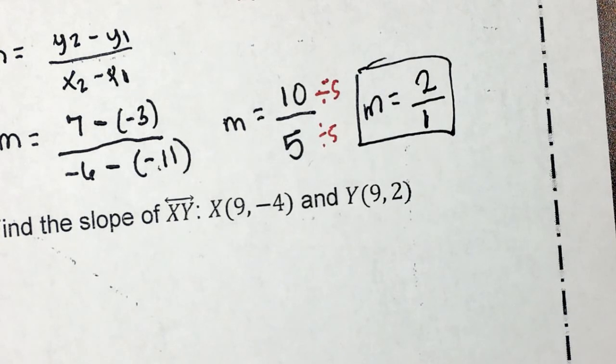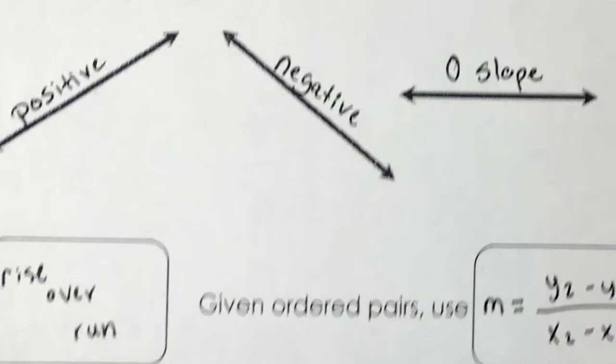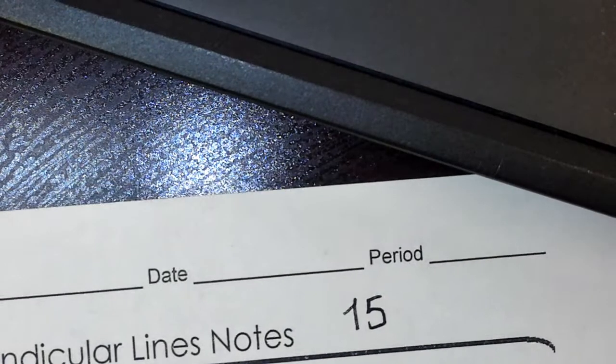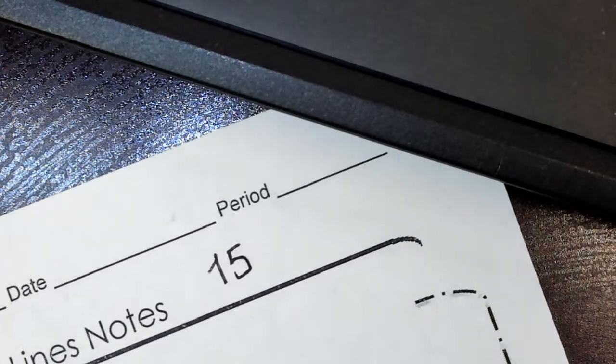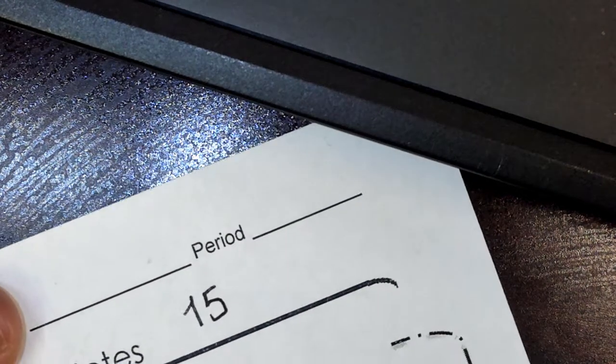Do number 4. I want to see what you get. Label. Use the slope formula. If you do it right, be confident in whatever answer you get.